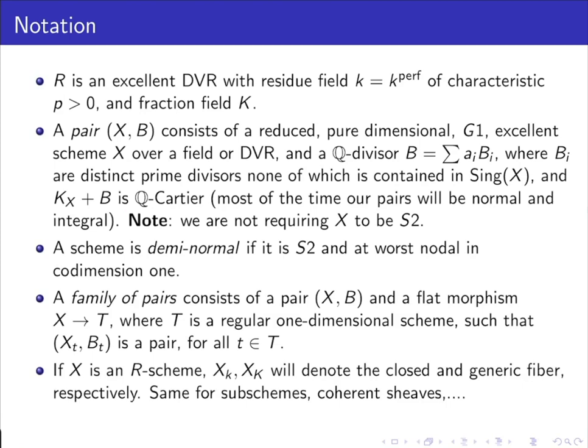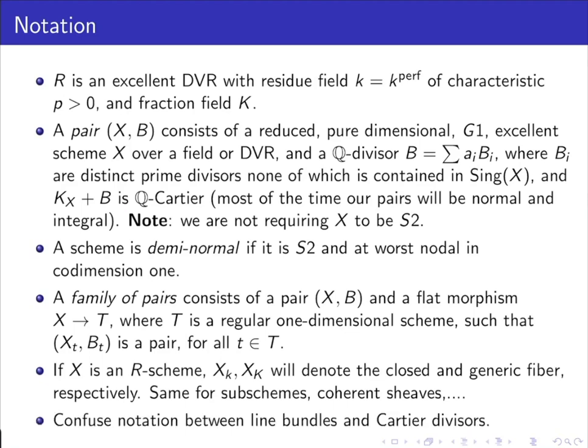And when you have an R-scheme over a DVR, I will denote by X_k and X_K the closed and generic fiber, and the same goes for subschemes, coherent sheaves, etc. And I will always confuse between Cartier divisors and line bundles, but this should be okay.